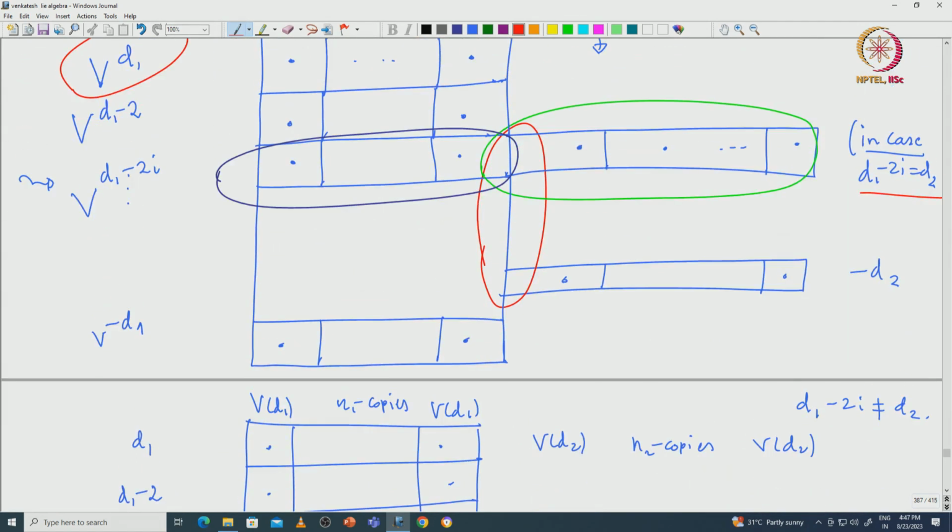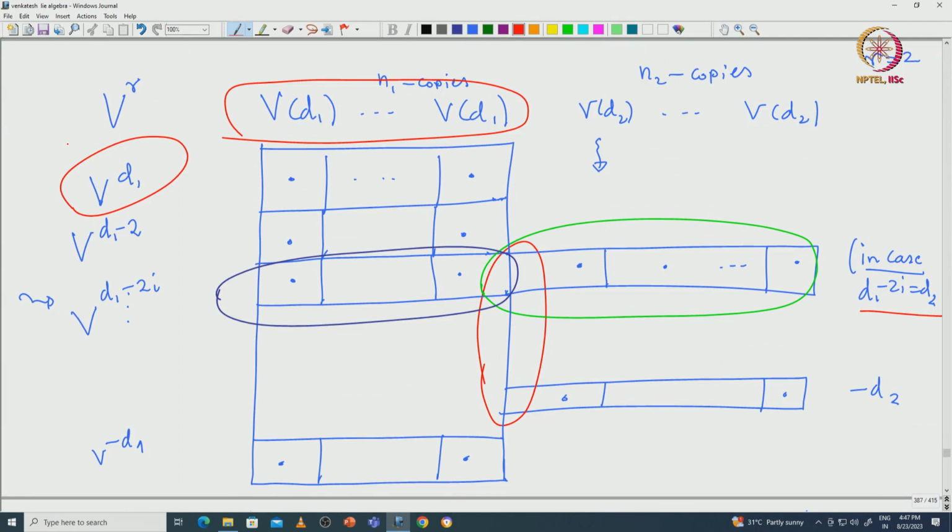In case you are interested in capturing the topmost copy, you just compute the dimension of this D1 eigenspace, the H eigenspace corresponding to the eigenvalue D1. Then the dimension of that will give you exactly how many copies there are.